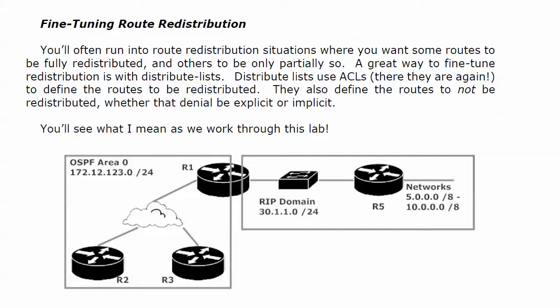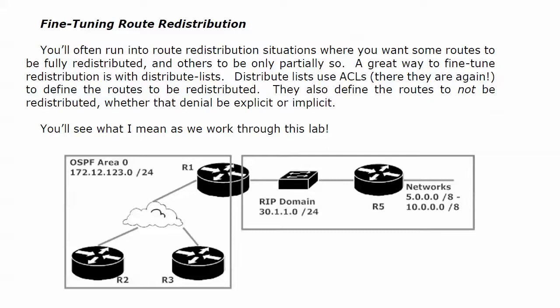Well, a great way to fine-tune your route redistribution is with distribute lists. And these lists use ACLs, told you you'd see them again and again and again, to define the routes to be redistributed and also the routes to not be redistributed, whether that denial be explicit or implicit. And you'll see exactly what I mean as we go through this particular lab. I've already got everything set up and we'll do some verification before we get started.